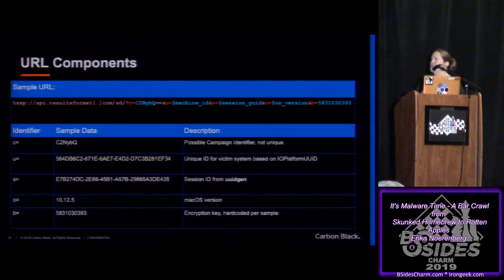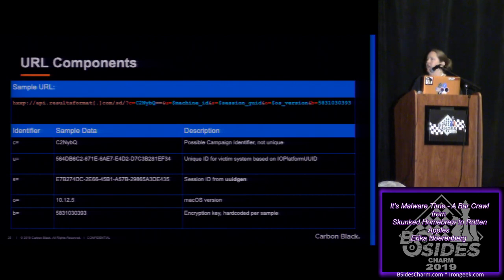We've got a U equals, which is actually a unique ID for the victim system. It's based on the IO platform UUID. So basically they just run some system commands, generate a UUID that they put into this URL for tracking again. We've got an S equals, which is a session ID, and this is just a straight UUID gen command, just the output of that.